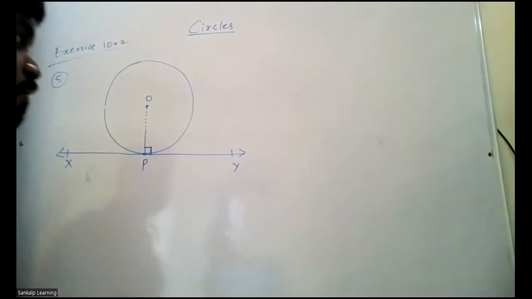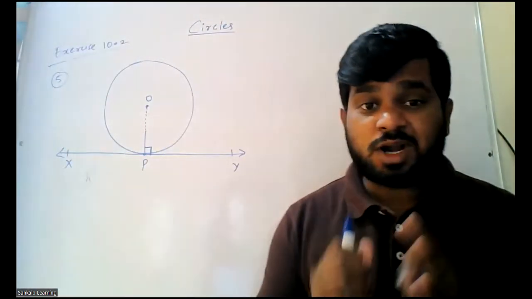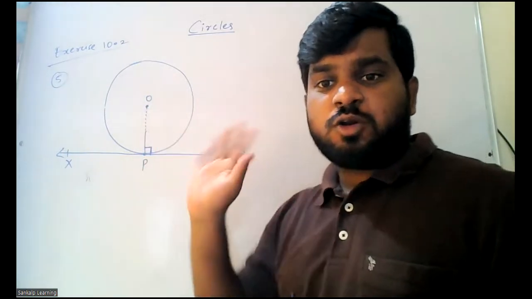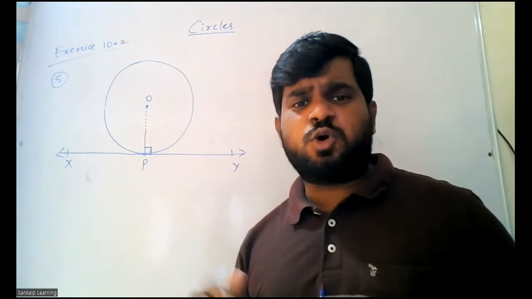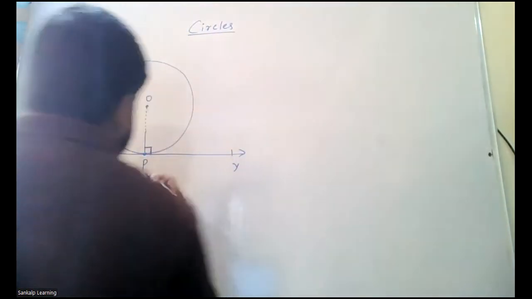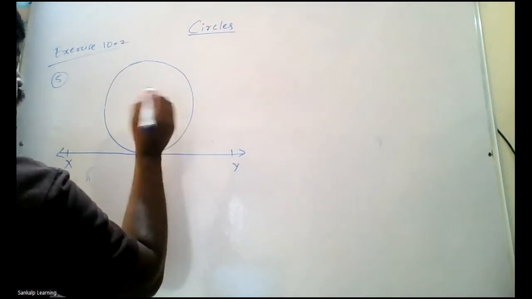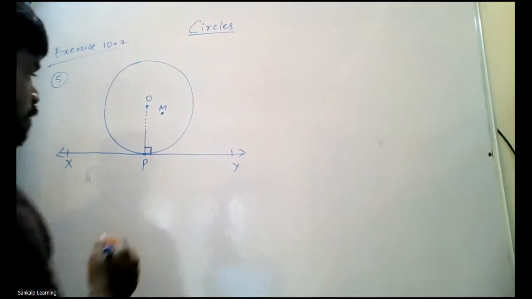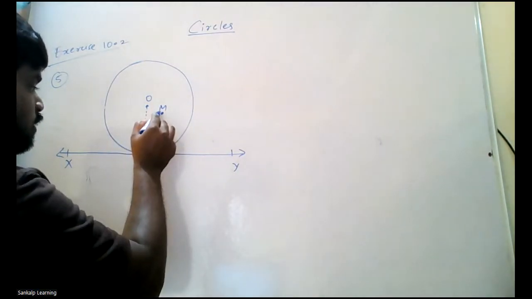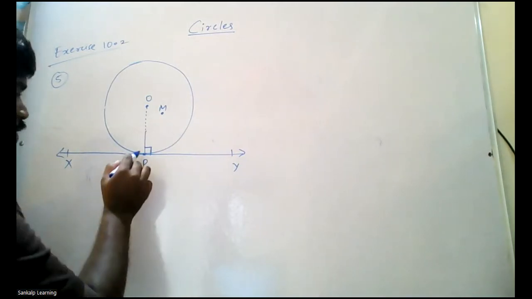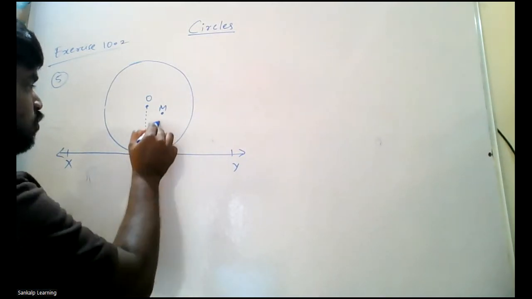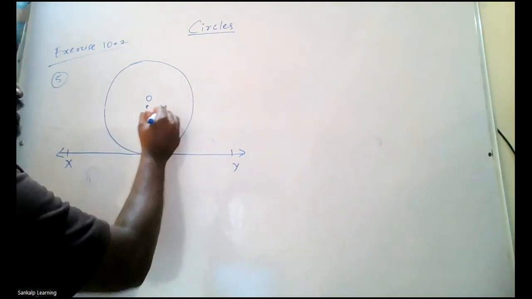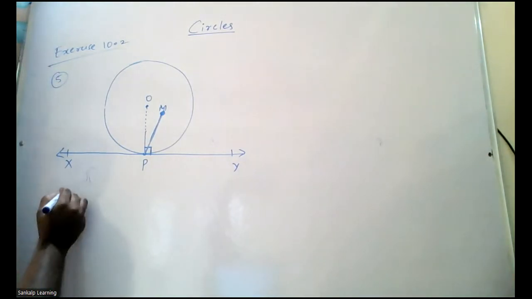Okay, so I'm going to solve it. Here I'm going to make an assumption. What is the assumption? Let us assume that this perpendicular is not going through O. It's not going through the center. It is going through some other point. Let's take that point as M. Remember, we are assuming that this perpendicular is going through M.